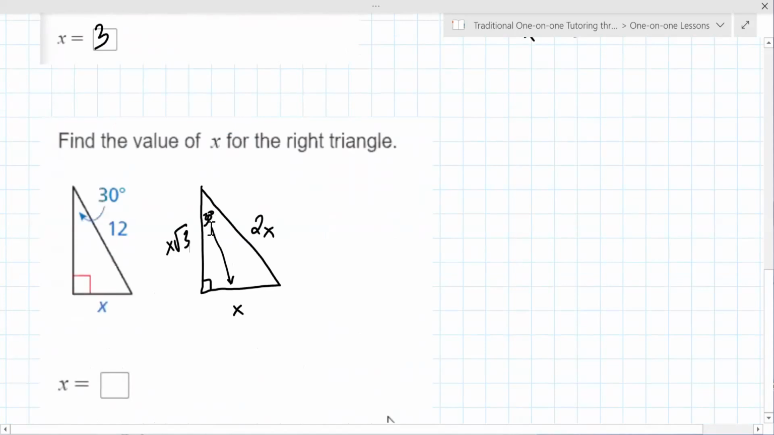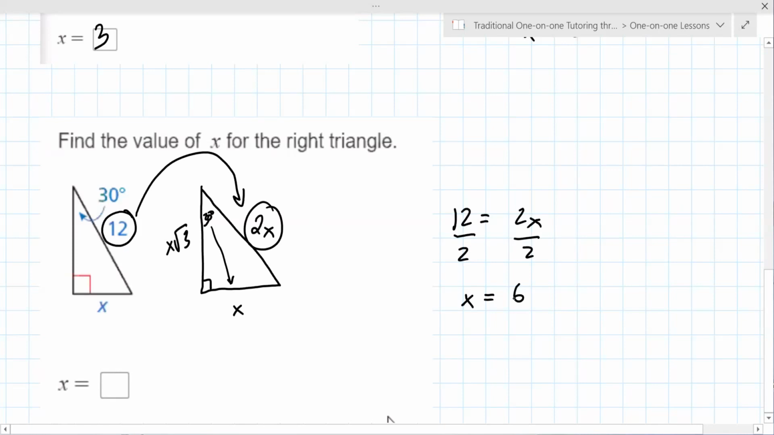Okay. Now, you set your known side equal to the reference side. And then you divide by 2. So x equals 6. Okay, but x here refers to the short leg, the short leg right here. And then you have to decide, is that what I'm actually trying to find? And in this case, it is.